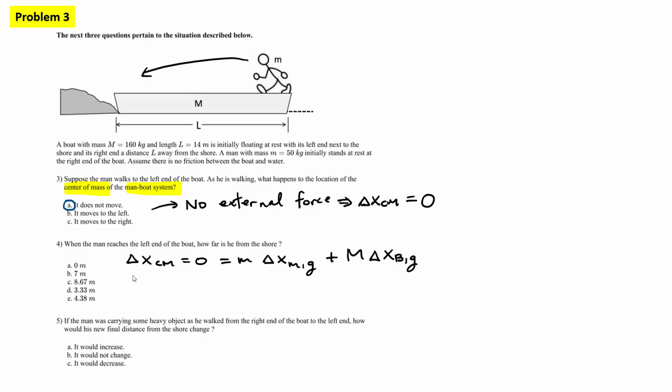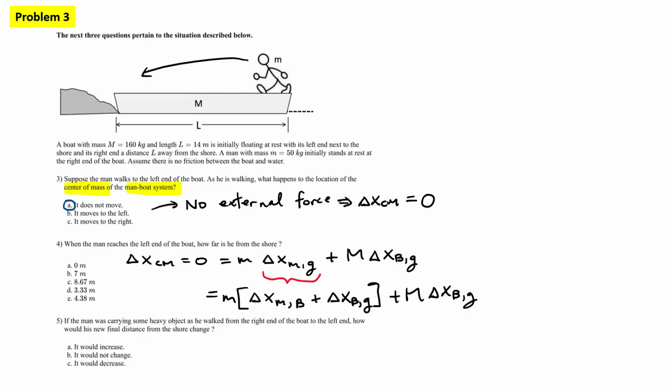So what we're going to do here is replace this by the sum of 2 displacements. So let's proceed exactly like we did for problem 1. We write this as m, and the displacement of the man relative to the ground, I can write it as the displacement of the man relative to the boat plus the displacement of the boat relative to the ground. All right, plus the mass of the boat multiplied by the displacement of the boat relative to the ground.